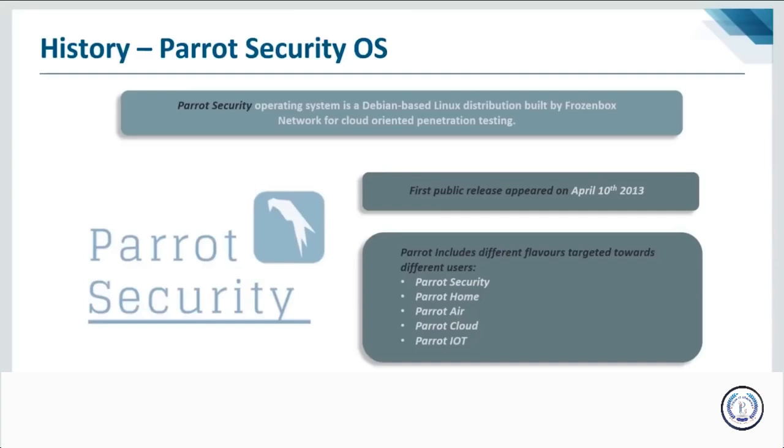Then you have Parrot Air. It's focused on wireless penetration testing. Parrot Studio. It's designed with multimedia creation in mind. Then you have Parrot Cloud, the most popular. It targets server applications, giving the user access to the full suite of penetration testing tools included in Parrot Security. But it doesn't have a graphical front end like we do in Parrot Security. Moving on, we also have Parrot IoT. It's designed for low resource devices such as Orange Pi, Raspberry Pi, Pine64, and many others.